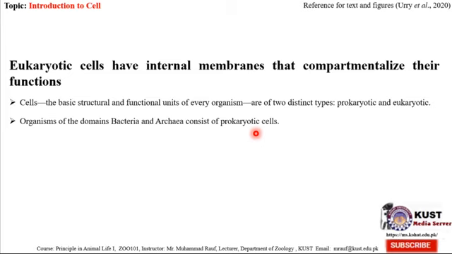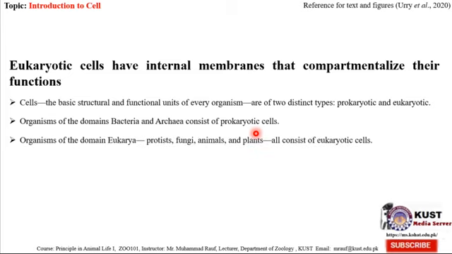prokaryotes. Whereas the third domain is the eukarya, which is further classified into 4 kingdoms: protista, fungi, animals, and plants. So these organisms have their bodies composed of eukaryotic cells, and therefore these organisms are referred to as eukaryotes.